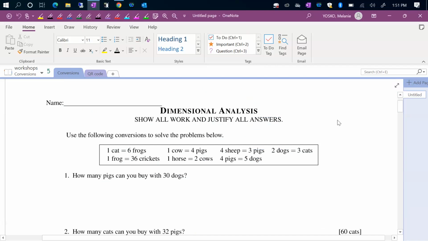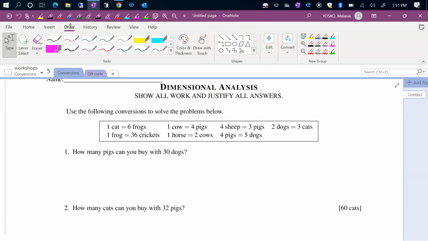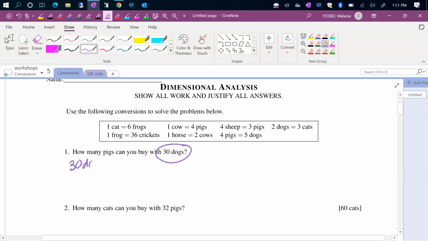So how many pigs can you buy with 30 dogs? We're going to do something called dimensional analysis. And we usually start with what we're given. We have 30 dogs. So we're gonna do 30 dogs. And I'm gonna use this method, some people call this the fence post method. We're just multiplying. I call it the railroad method. All across the numerator and across the denominator. Instead of putting multiplication there, I just put these little fence posts.